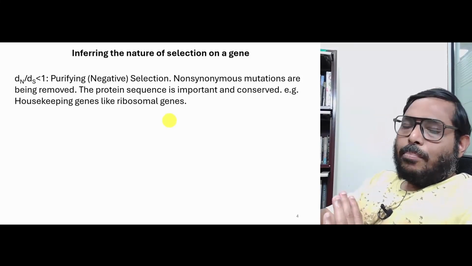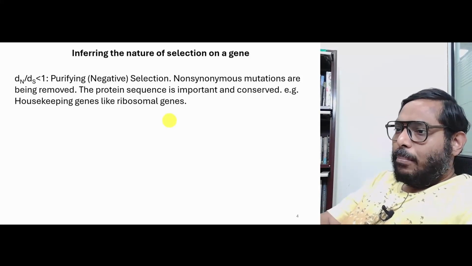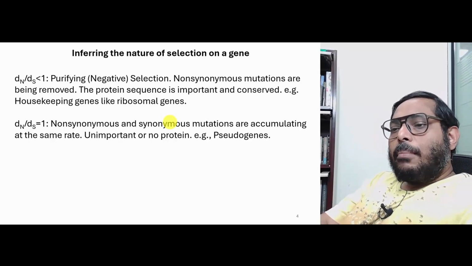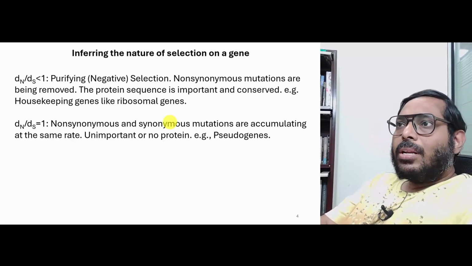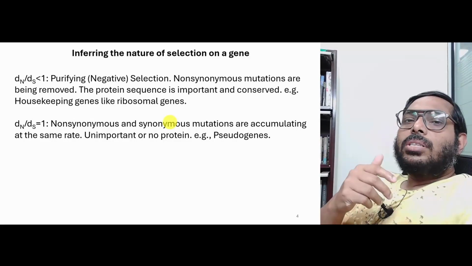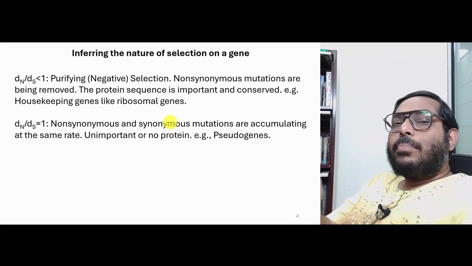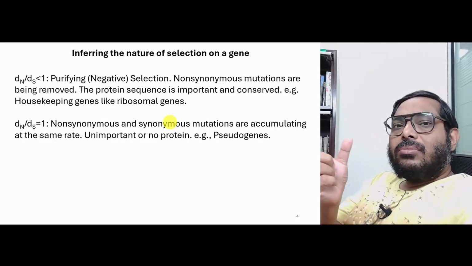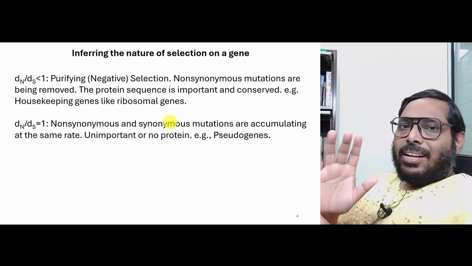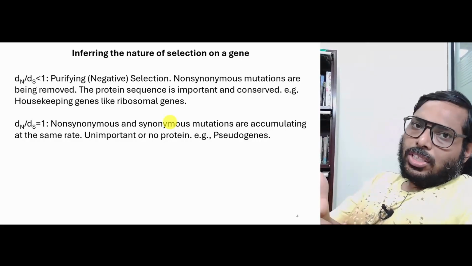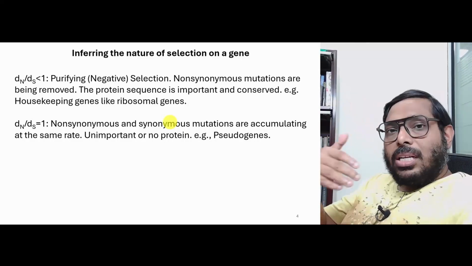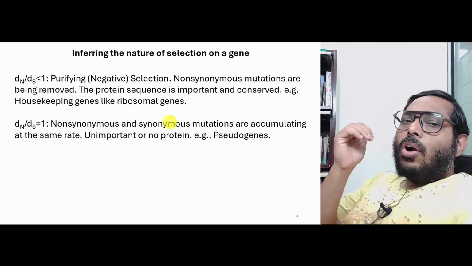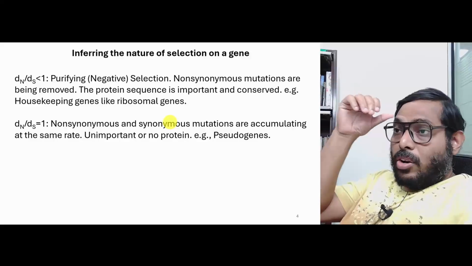I mean, there are many housekeeping genes, ribosomal genes are one example of that. Now, suppose you see dN/dS is approximately equal to 1. What does that mean? That means that synonymous and non-synonymous mutations are roughly happening at the same rate. As far as the gene sequence is concerned, it does not really matter whether you have synonymous or non-synonymous mutations, and essentially mutations are just happening randomly, and there is nothing altering the fixation rate of those mutations.